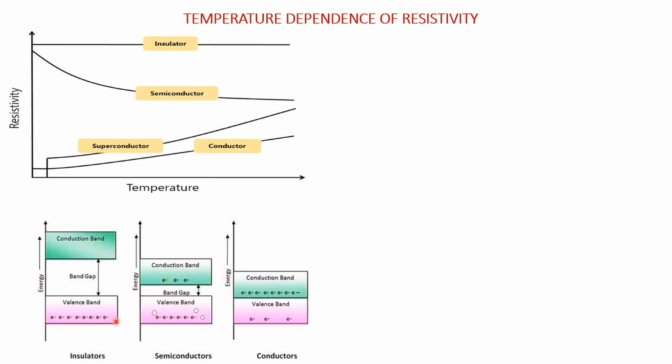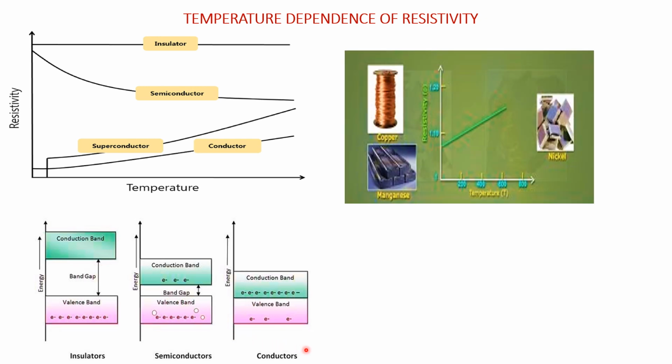So what exactly happens here when we change the temperature? As we increase the temperature, let us first discuss in case of conductors. As we increase the temperature, we see that the resistivity increases. Here there is an example of copper, manganese and nickel. These are all conductors. They all show an increase in the resistivity with temperature.